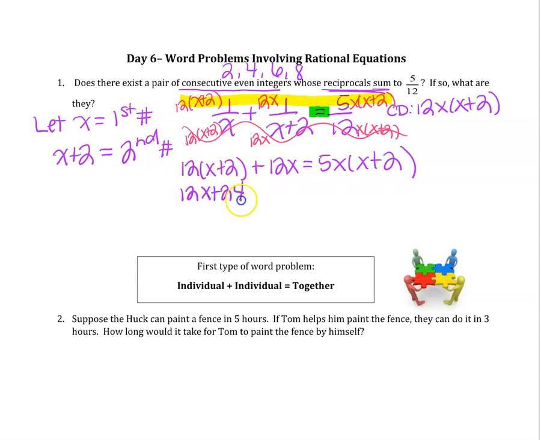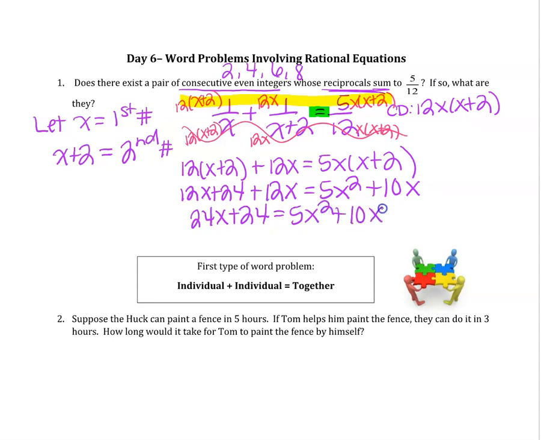12x plus 24 plus 12x equals 5x squared plus 10x. So 24x plus 24 equals 5x squared plus 10x. All right, so I've cleaned up a little bit of the equation. Keep in mind it's a quadratic, so I should set it equal to 0 to solve. So if I subtract the 24x, I would have 5x squared minus 14x minus 24.